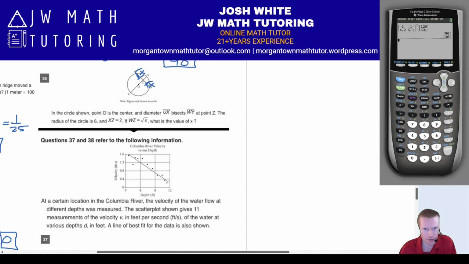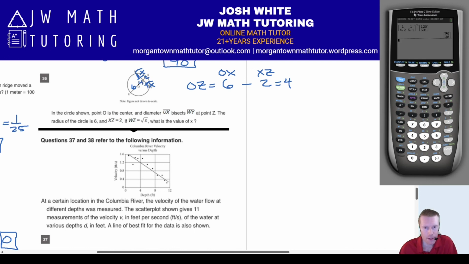It also tells us the radius of the circle is 6. So that means from O to U is 6, and from X to Z is 2. So this little line segment up here is 2. Now, OZ is just going to equal 4 because from O to X is 6, and from Z to X, or X to Z, however you want to write it, is just 2. So if you subtract those, that will give you the distance from O to Z. So that's just again going to equal 4. So this little part here is 4.